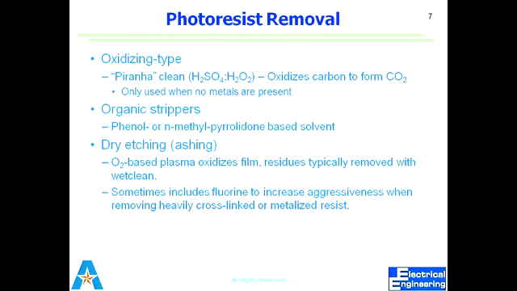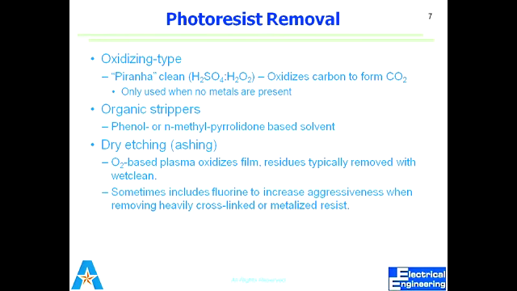Okay, so there are different types of photoresist removal. First is the oxidizing type, commonly named piranha solution. Different ratios of sulfuric acid and H2O2 are used. Here H2O2 is actually the oxidizing agent. That is, it oxidizes the carbon in the photoresist to form carbon dioxide, and that escapes.